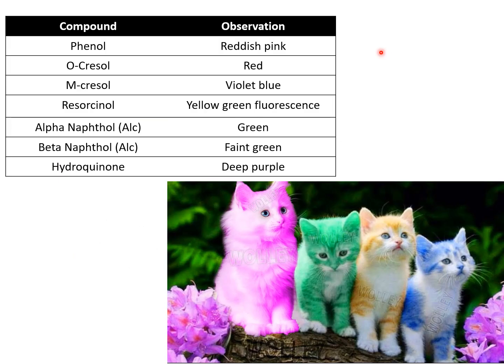So different types of phenols here give different colors. Here we can distinguish between ortho and meta cresol, wherein ortho cresol is red, and meta cresol is violet and blue. Resorcinol gives yellow-green fluorescence. Alpha naphthol gives green color, beta naphthol gives faint green color, and hydroquinone gives deep purple color. So once the phenolic group is confirmed by FeCl3, by this phthalein test we can distinguish between different types of phenols.